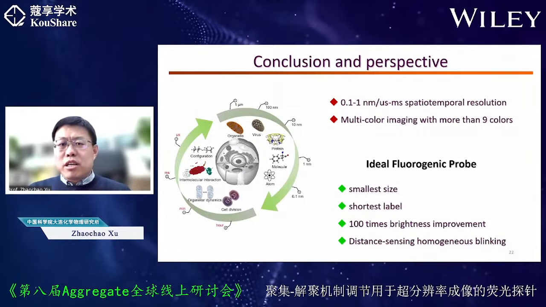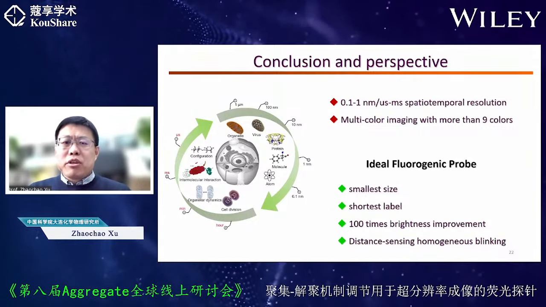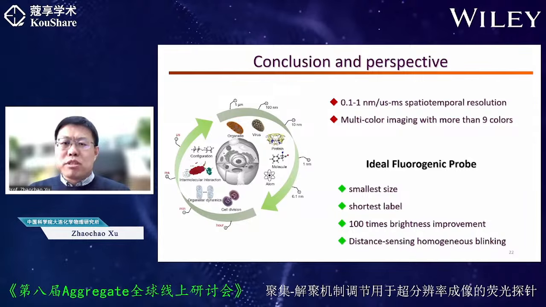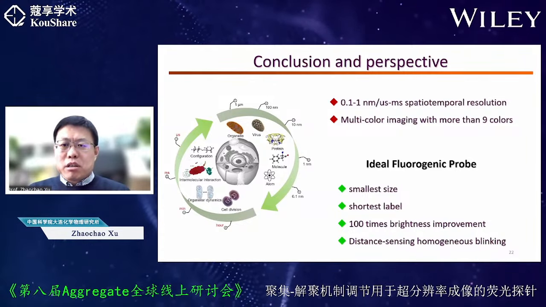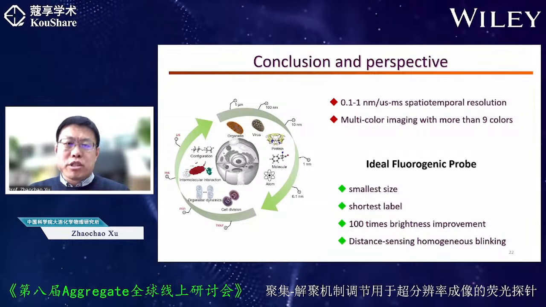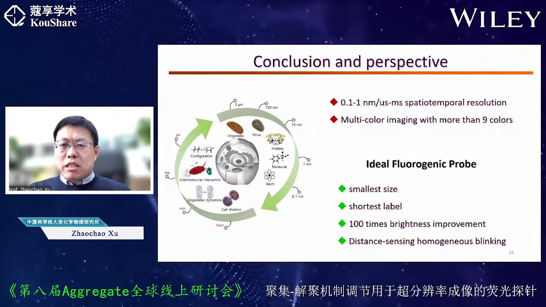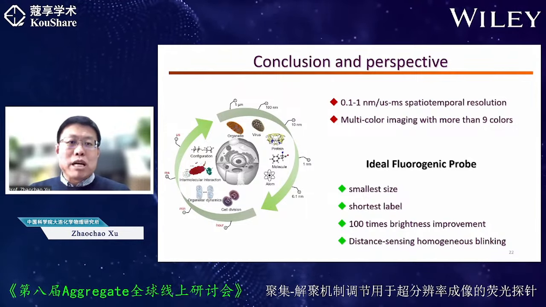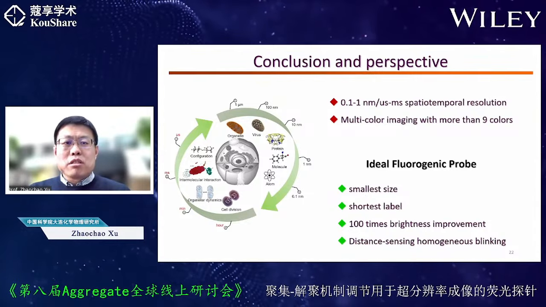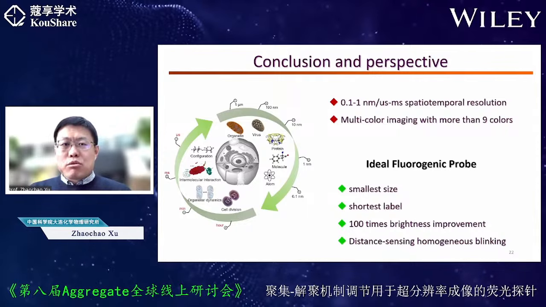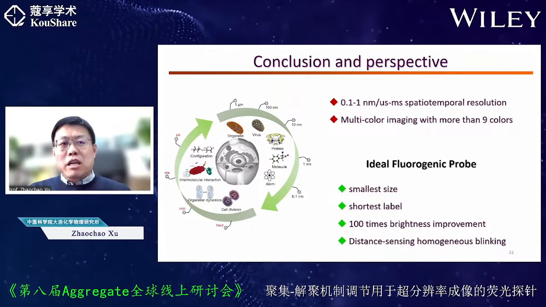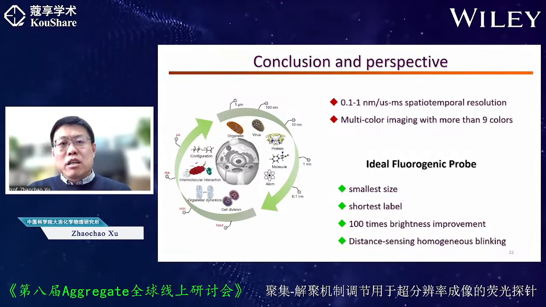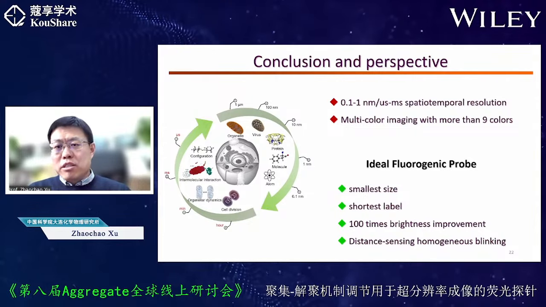So this is the conclusion and perspective slide. The application of aggregation fluorophores holds promise for designing multiple super resolution fluorescent probes. However, the ultimate goal of super resolution is to achieve spatial and temporal resolution down to 0.1 to 1 nanometer, and milliseconds to microseconds. And multicolor imaging is also a challenge. At least we need to have 9-color multicolor imaging at the same time.